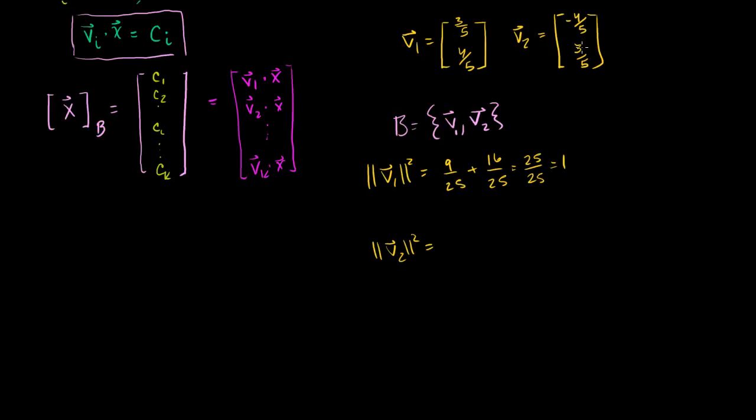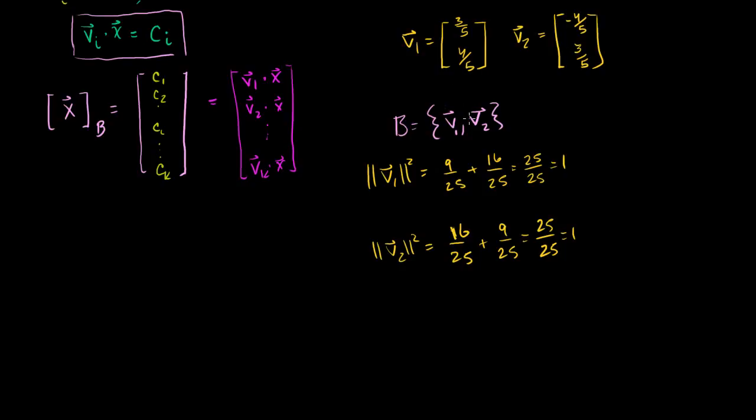Well, it's going to be this guy squared. Negative 4/5 squared is 9/25, plus minus 4/5 squared is plus 16/25. And then 3/5 squared is 9/25. And once again, the length squared is going to be 1, or the length is going to be 1. So both of these guys definitely have length 1.